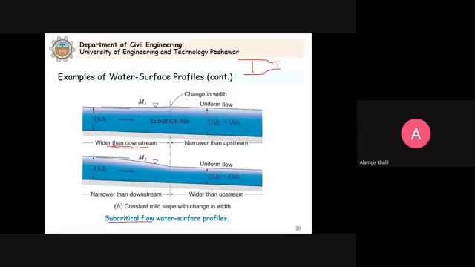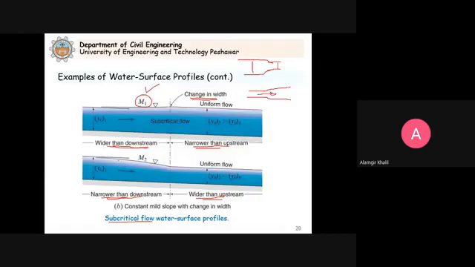So we will observe an M1 profile, where the water surface will increase. Similarly, if we have a narrower channel and it meets a wider channel, then you will see that the water surface will decrease and we will observe an M2 profile. These are the different examples that we can encounter in open channel hydraulics.